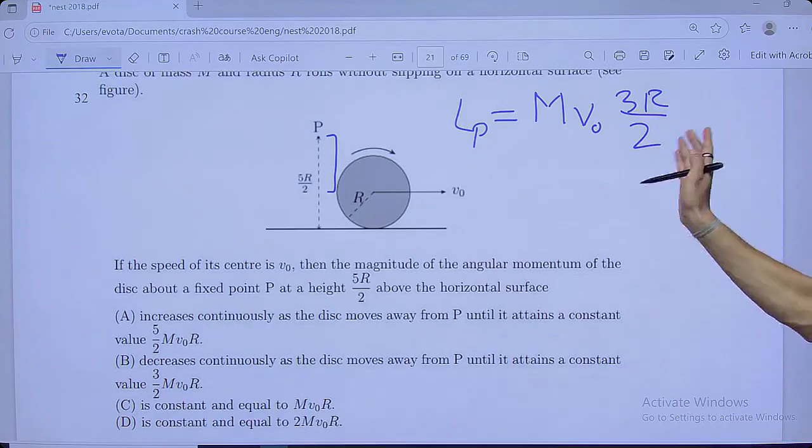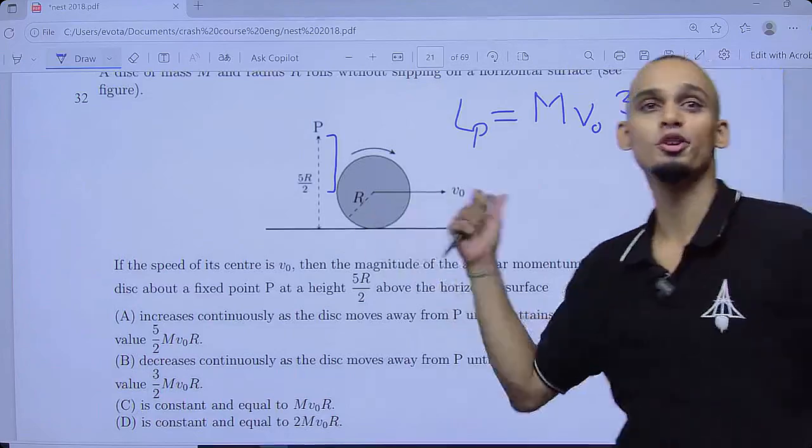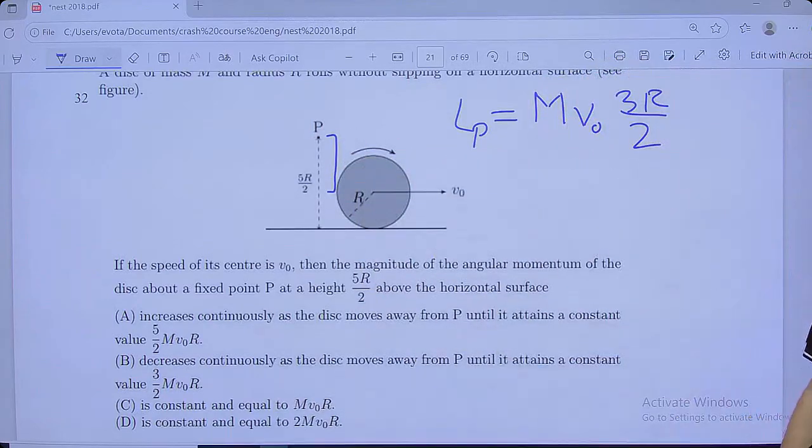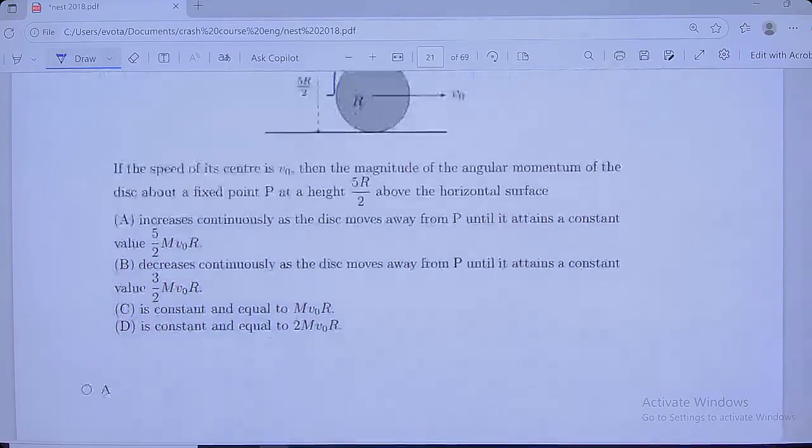Again, if you know the fact that angular momentum of a moving body along some fixed point is mvr, r taking perpendicular distance, then you will easily be able to solve this also. Next question, let's take a look.